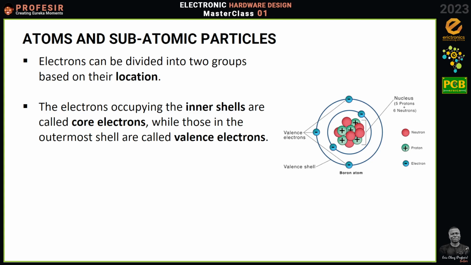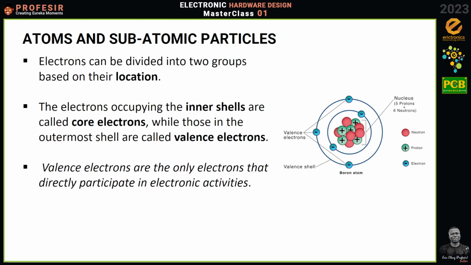So an electron in the core shell or inner shells is called a core electron, and those in the valence shell are called valence electrons. It's just a description. Now, I'm building up to something.